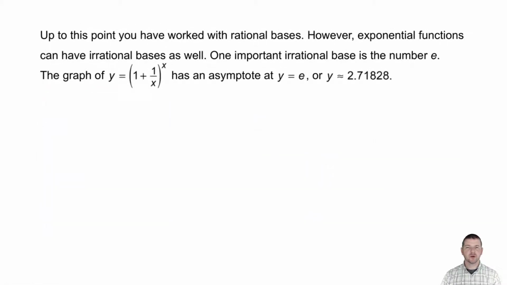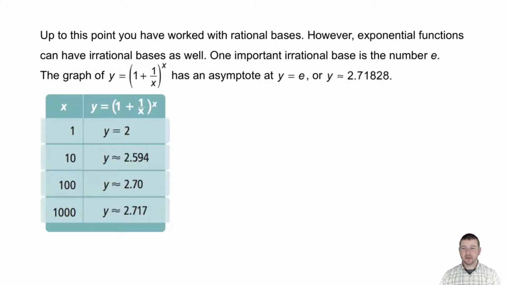Up to this point, you've worked with rational bases. However, exponential functions can have irrational bases as well. One important irrational base is the number e. The graph of y equals (1 plus 1 over x) to the x power has an asymptote at y equals e, or y is approximately equal to 2.71828. We can see that demonstrated in the table.